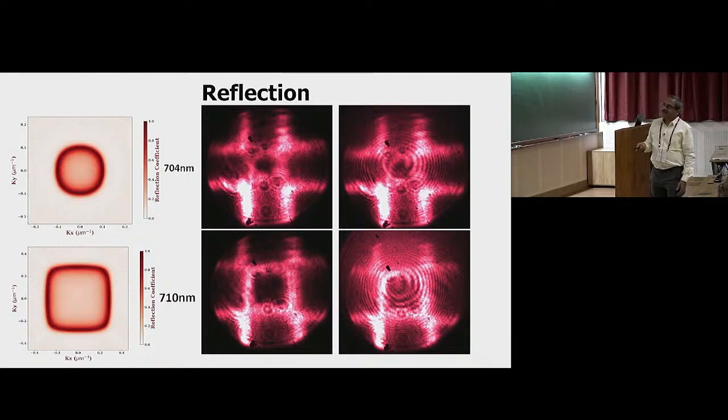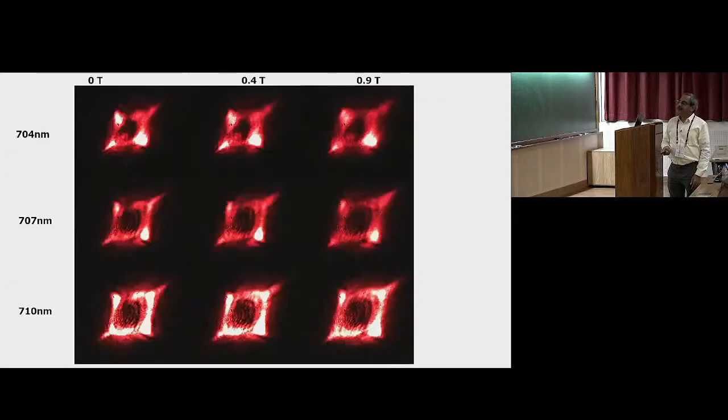So this is the reflection data from these at resonance and off resonance, and the interference pattern showing the vortex nature of these reflected beams. So this is with magnetic fields. So I'll go to the second part now.